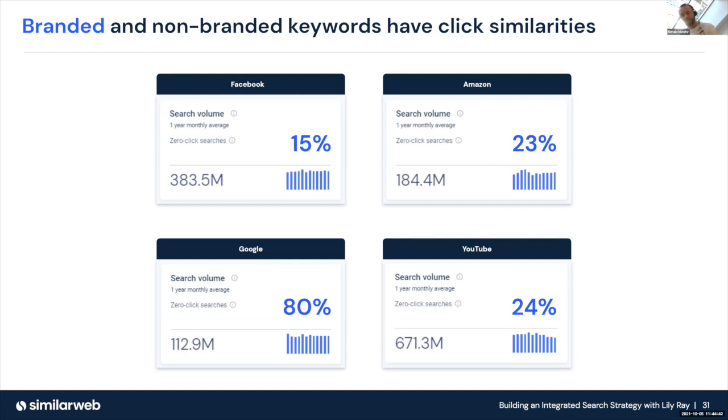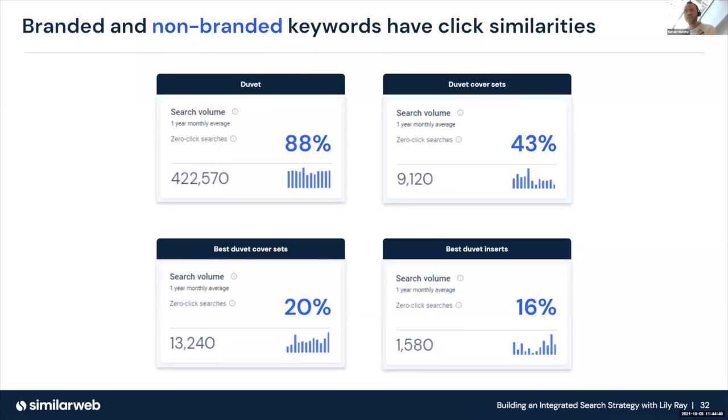So there's a lot of different behaviors here, and looking at these different metrics can really help you understand what's going on. But it's super interesting because when we start looking at some non-branded terms, they have very, very similar patterns. So for example, when you do a search for Duvet, as we saw previously with Google, it has a lot of zero clicks.